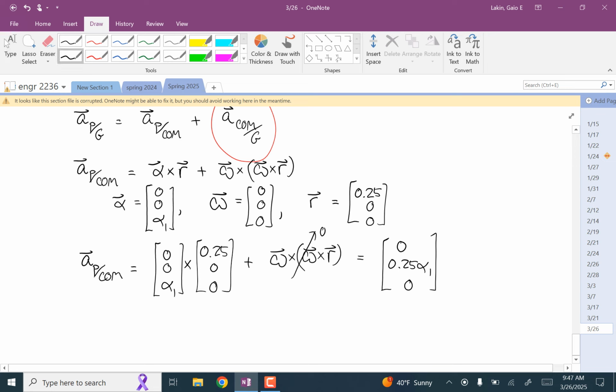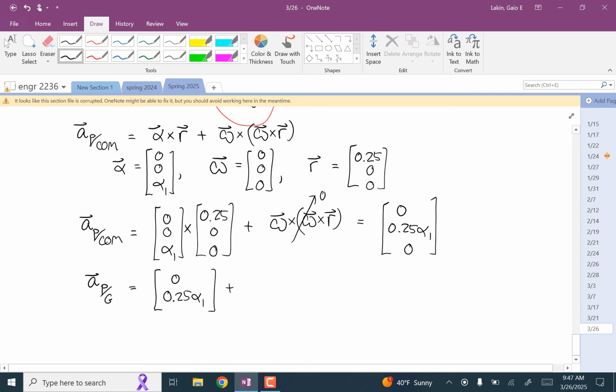Now put in the relative motion part, and the acceleration of P relative to the ground is equal to 0, 0.25 alpha 1, 0 for z, I'll leave that off now, plus our variable A1, and so this is the vector A1x, 0.25 alpha 1 plus A1y. So that's the acceleration at P according to body 1.